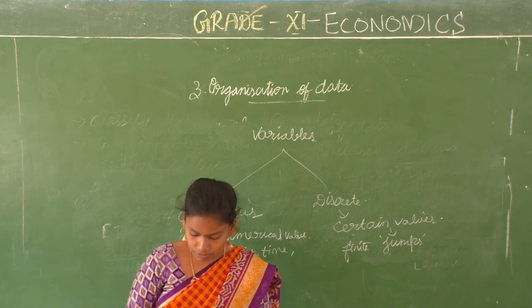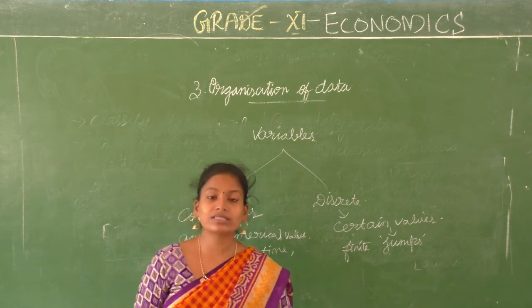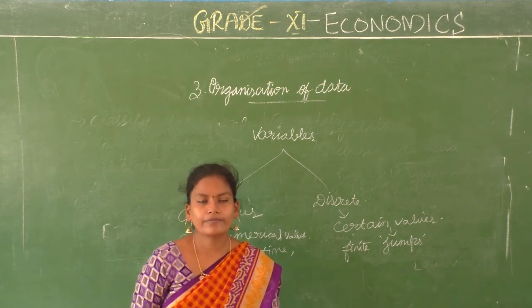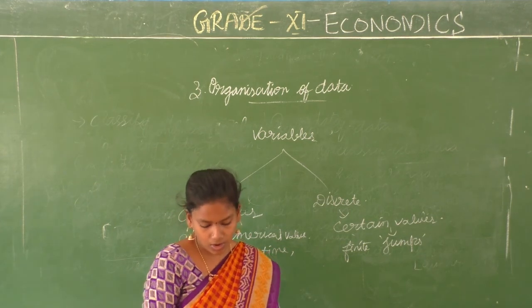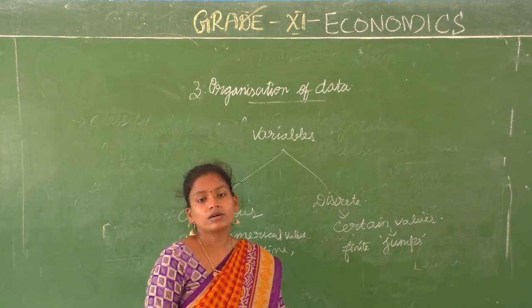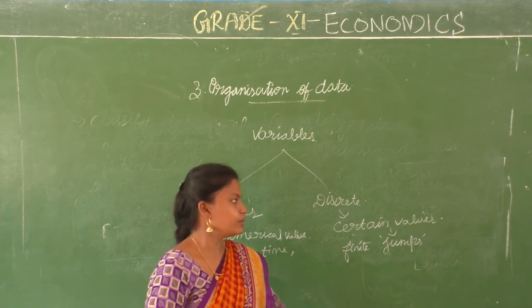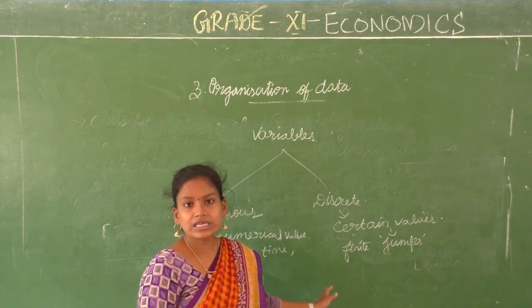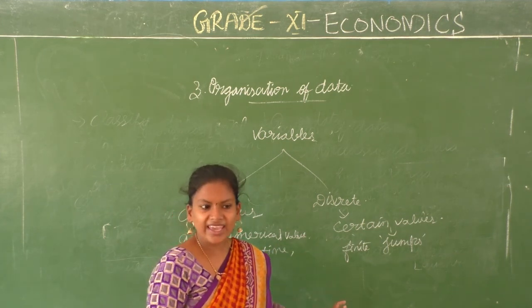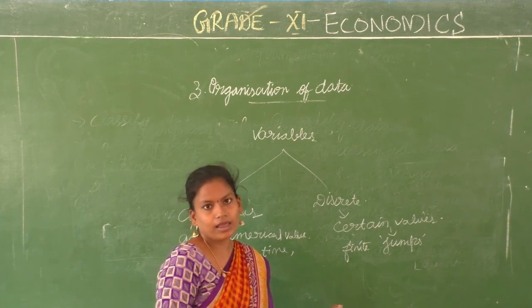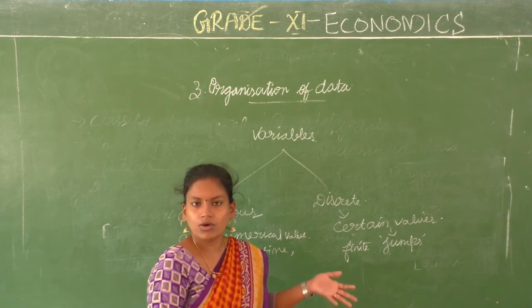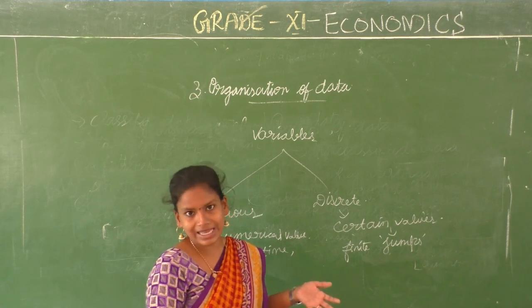When you count the number of people, family members, or students in a class, you cannot use a continuous variable. There you have to go for a discrete variable. Age, when people ask, you say your age is 17 or 16 or 15. Mostly we'll say like that only.